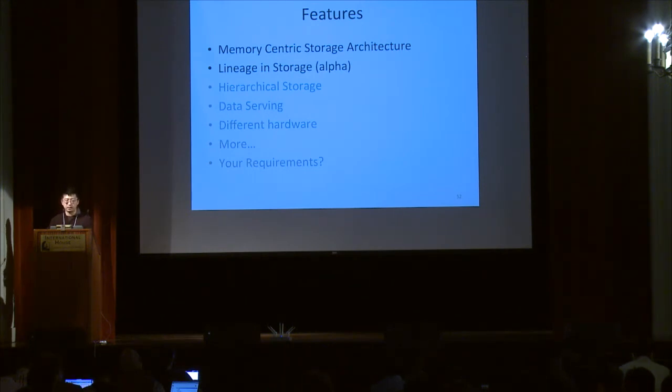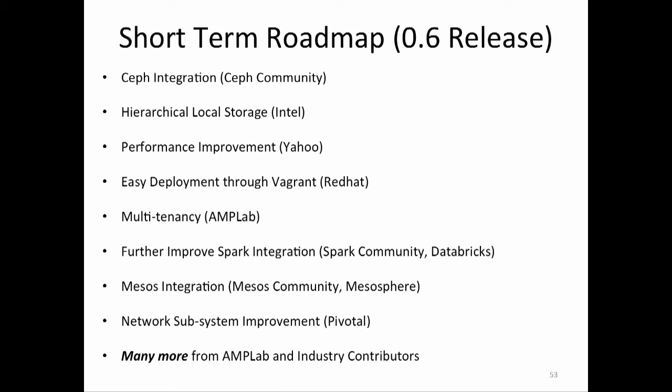Those are our big features. To show a short-term roadmap, this is for our 0.6 release, which will come out in either December or early January. This is a partial list of features we are going to have. Most of these features are multi-organization efforts, but I only put the lead party behind each feature.